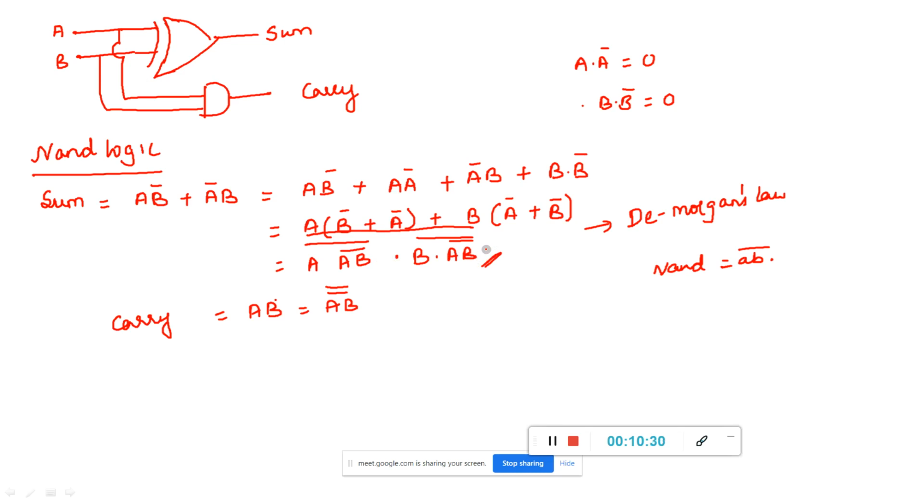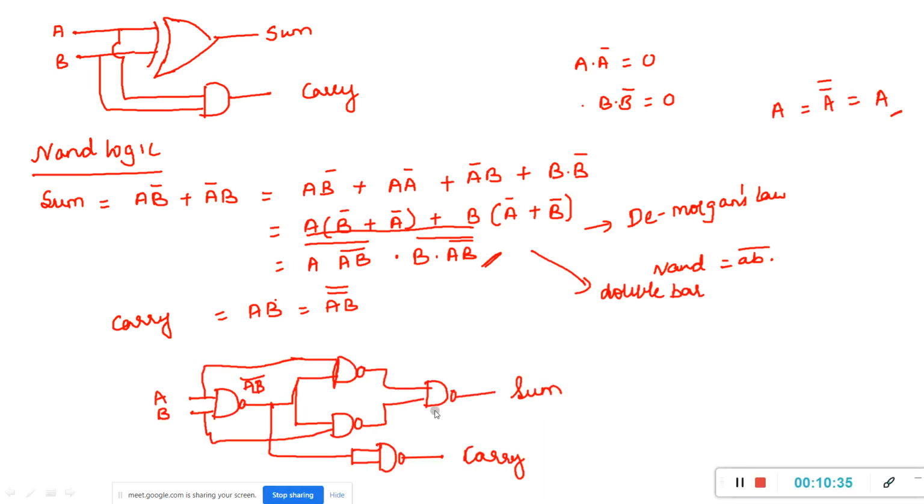only. Okay, so how to redraw this? So here this is a NAND logic only for half adder. Here this gives me sum and this gives me carry. Okay, so if I go on putting the expressions here, I will get this expression back. That is, sum is equal to AB bar plus A bar B.